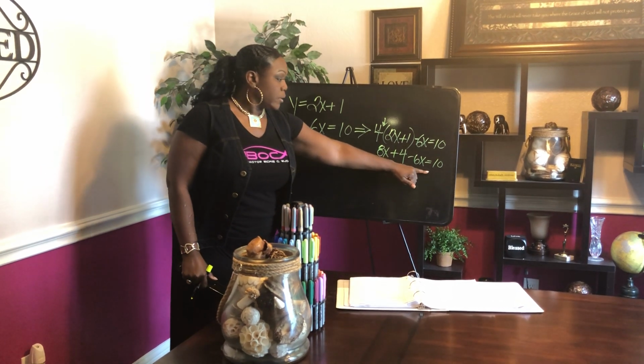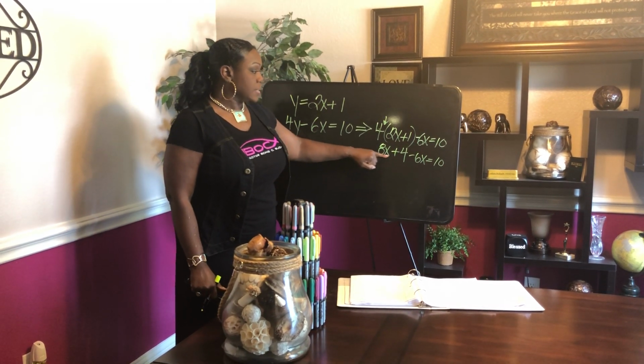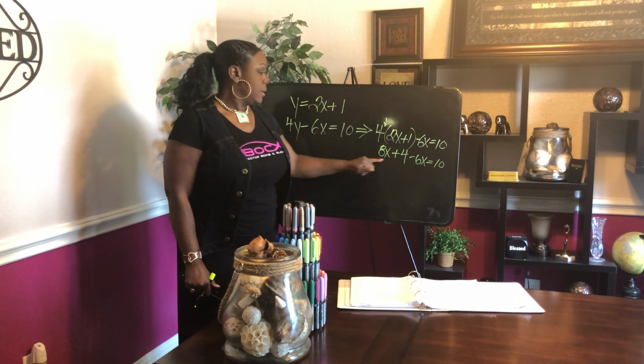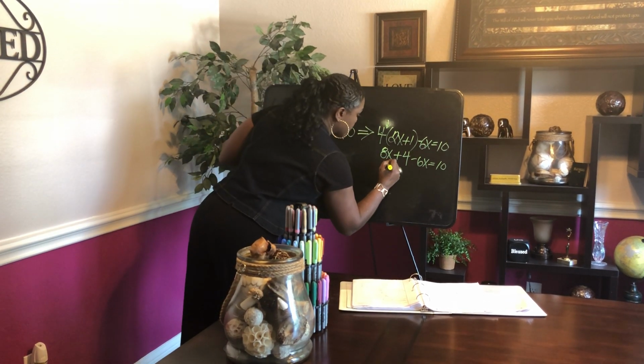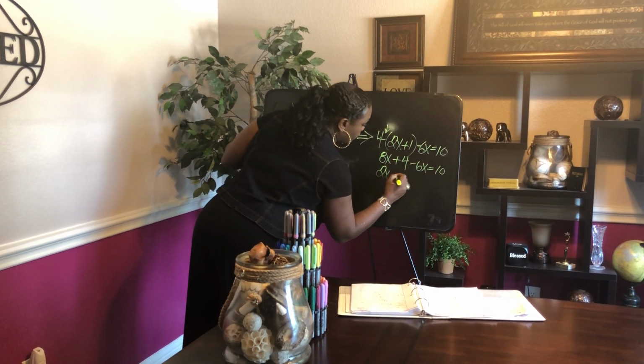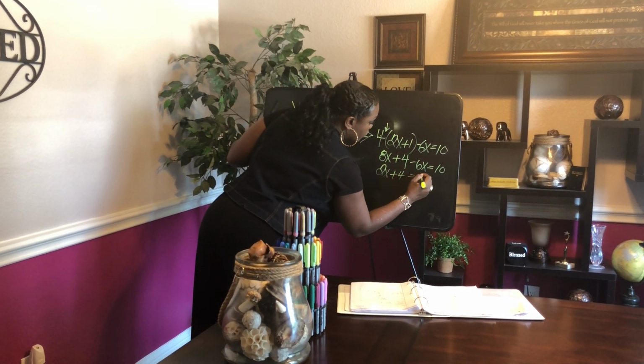Okay? Your next step is to combine like terms. In this particular equation, we have 8x and negative 6x. 8 minus 6 is 2x. Bring down your plus 4 equals 10.